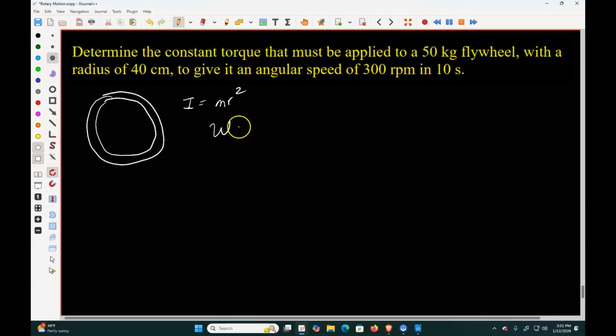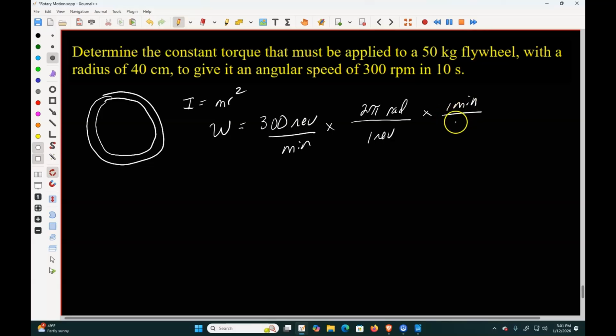All right, we need to find our angular velocity. So let's take our 300 revolutions per minute and convert that into radians per second. So 1 revolution is 2 pi radians. 1 minute is 60 seconds. That will give me 31.42 radians per second for my angular velocity.